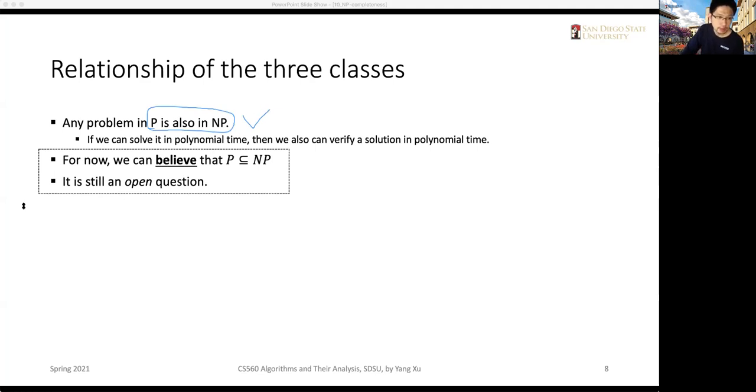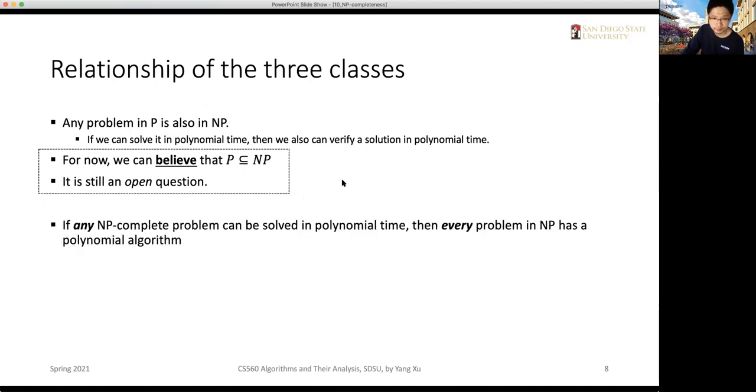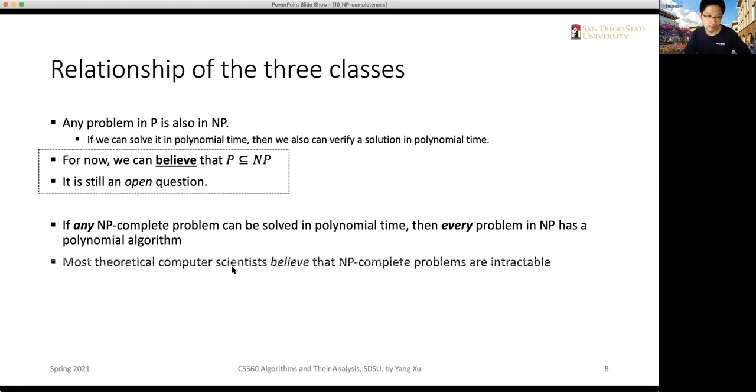The next one within the box is our current guess. Theoretical computer scientists most commonly believe that P should be a subset of NP. Although it is still an open question, the majority of researchers believe that P is a proper subset of NP. And if any NP-complete problem can be solved in polynomial time, then every problem in NP will have a polynomial algorithm.